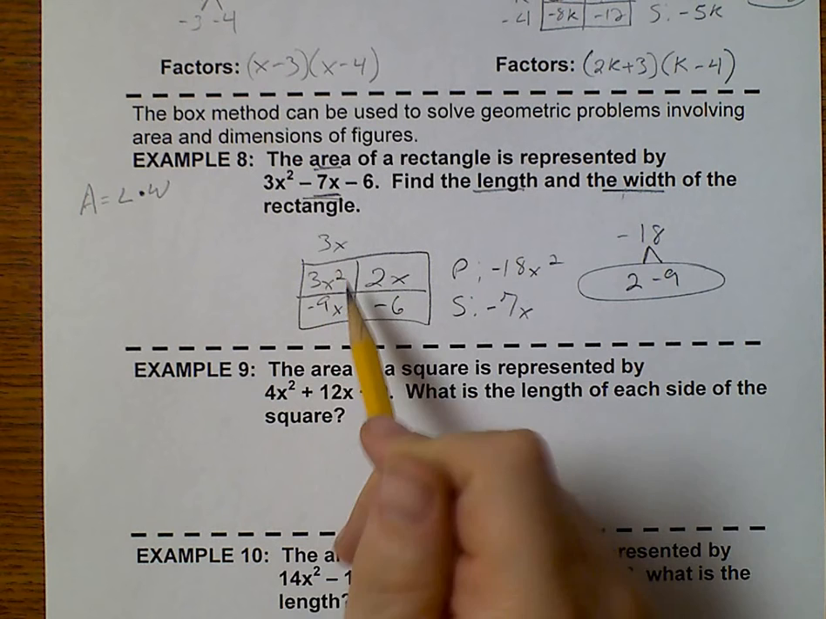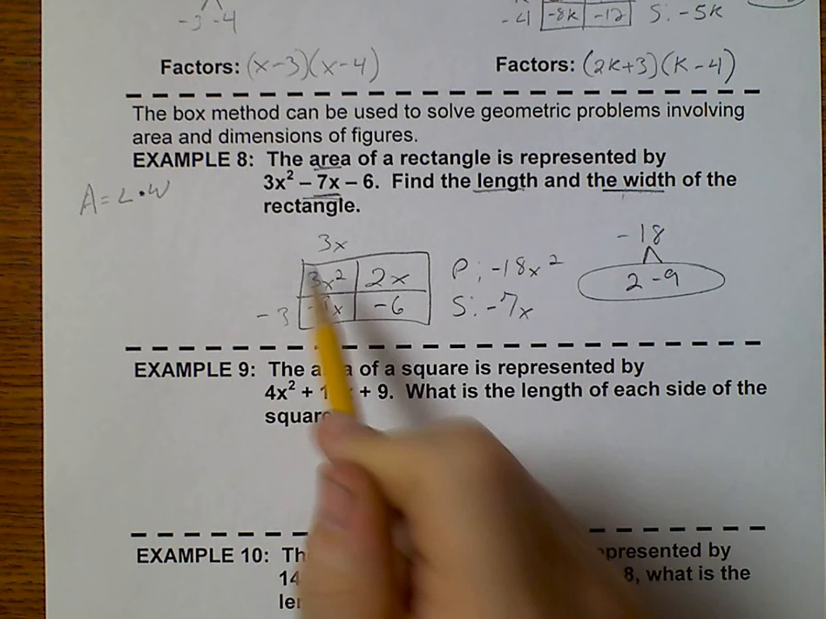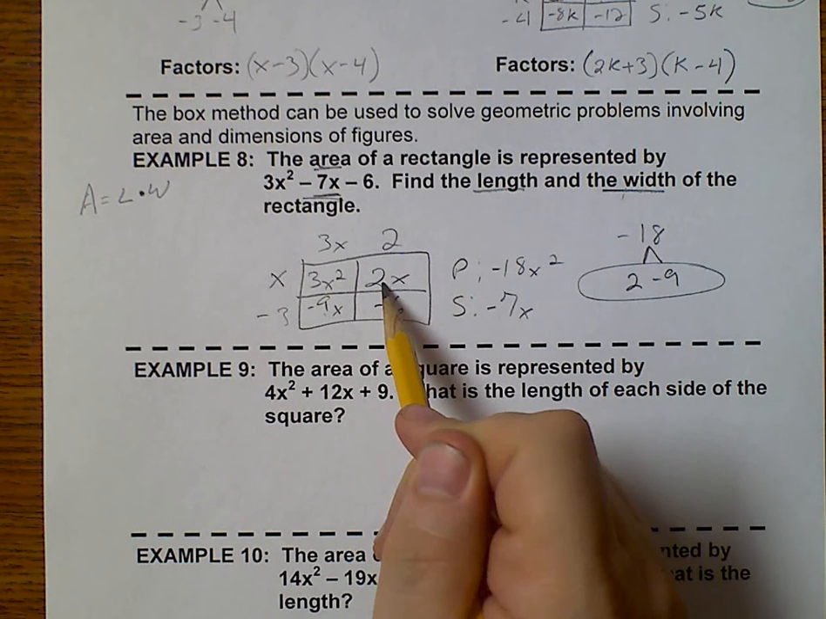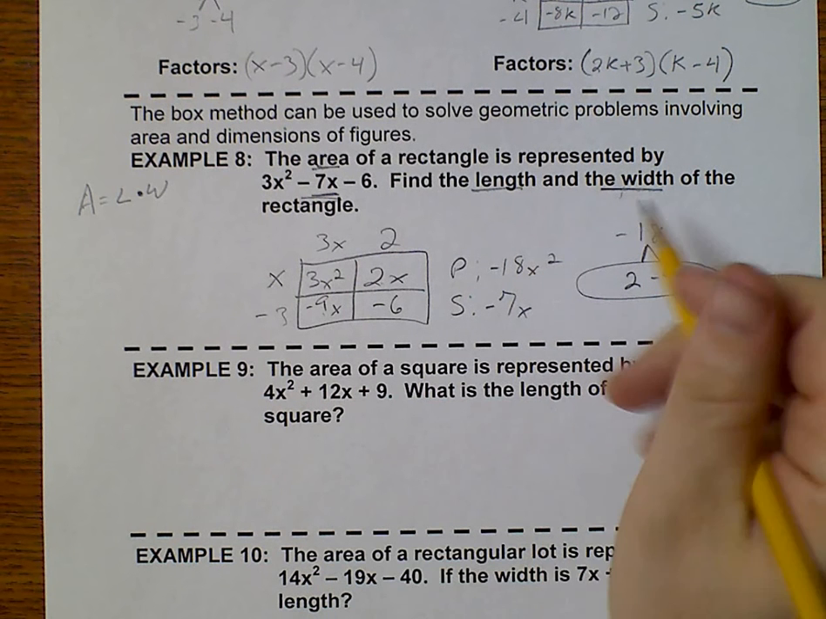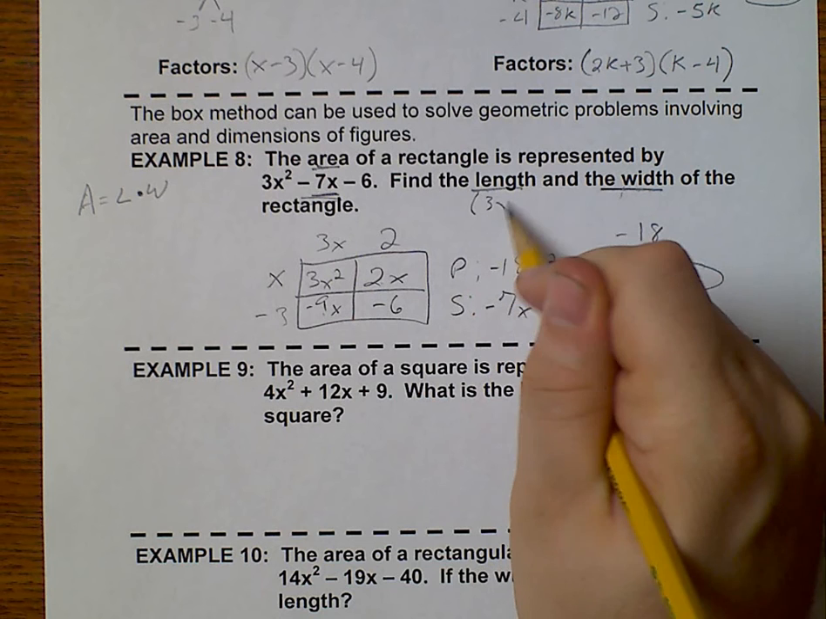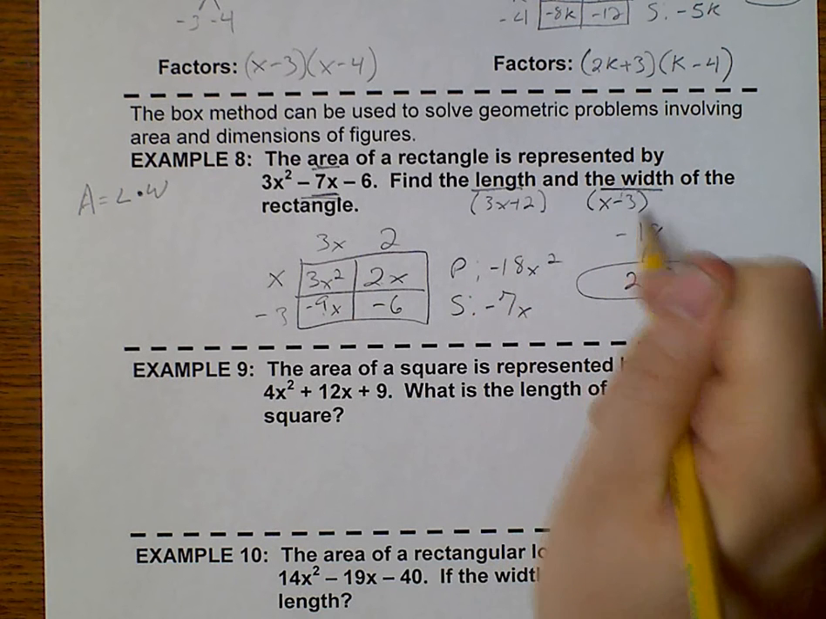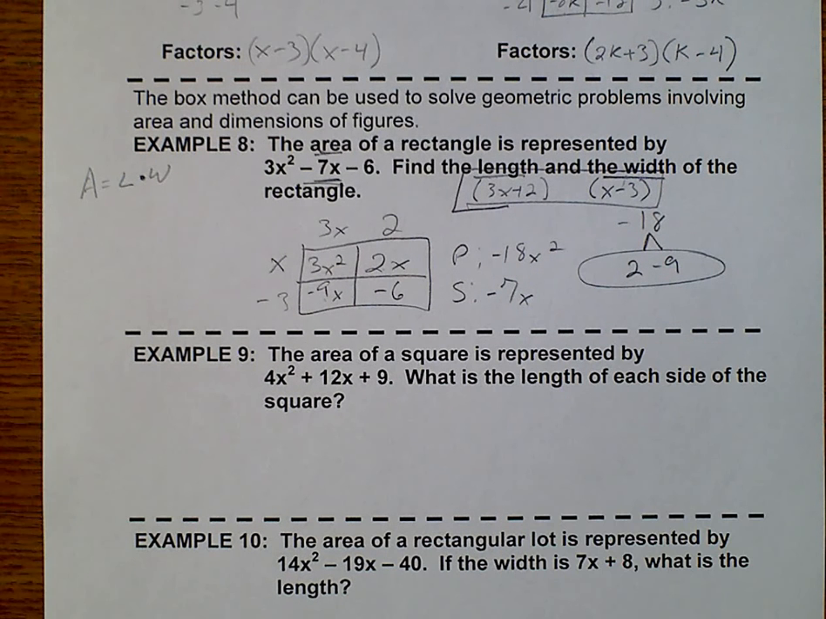3x has to go here so that I can multiply by a negative 3 and get negative 9. Meaning that x goes here and a 2 goes here to get 2x. Negative 3 times 2 is negative 6. And so my length and my width, well, one of these is 3x plus 2 and the other is x minus 3. Those are my length and my width. And so that's actually the hardest of these that follow. I'll show you why these other ones are easier.